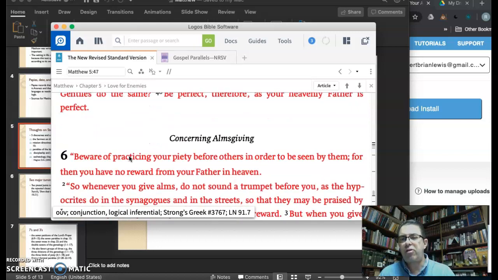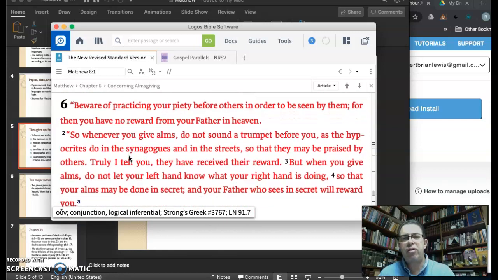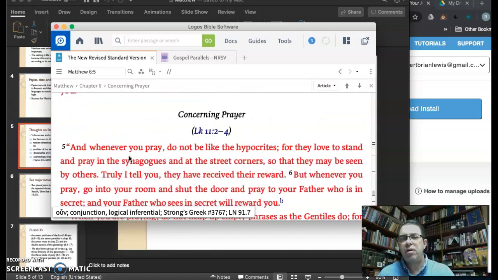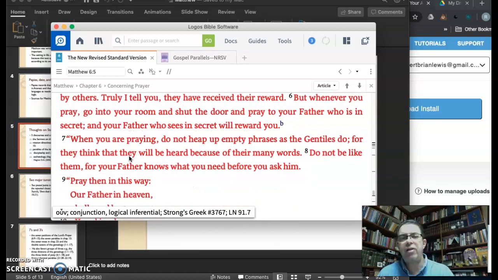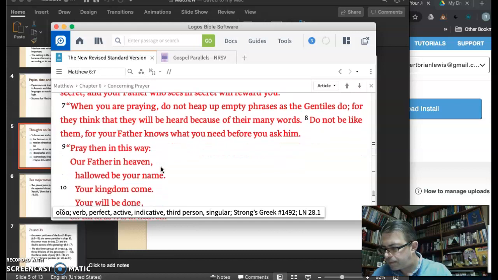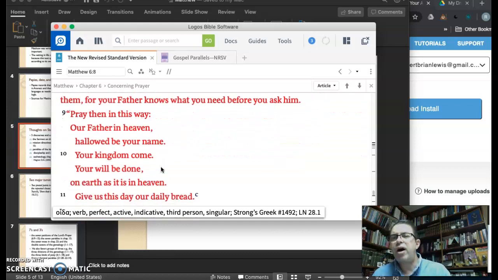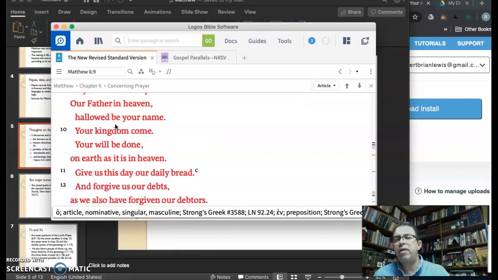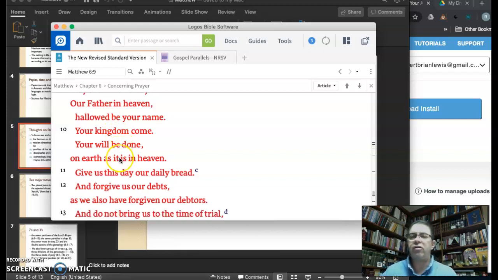Now look at chapter 6. Beware of practicing your piety. And then concerning prayer, pray in secret. Our Father, look at how Jesus teaches them. Pray in this way: Our Father in heaven, hallowed be your name. Your kingdom come, your will be done, on earth as it is in heaven.